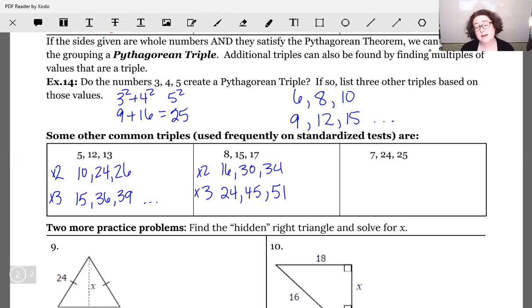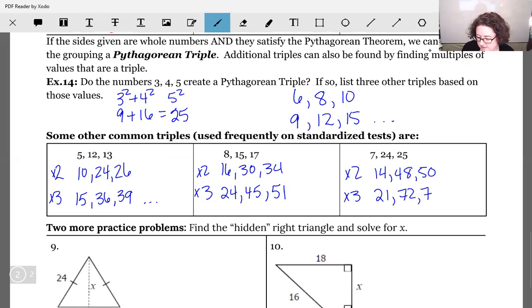Okay, another triple, again, not as widely used, but it might show up. 7, 24, 25. So multiple of 2 would be 14, 48, 50. Or multiple of 3 would be 21, let's see, 24 times 3 gives us 72, and 75. So neat little trick to recognize these.